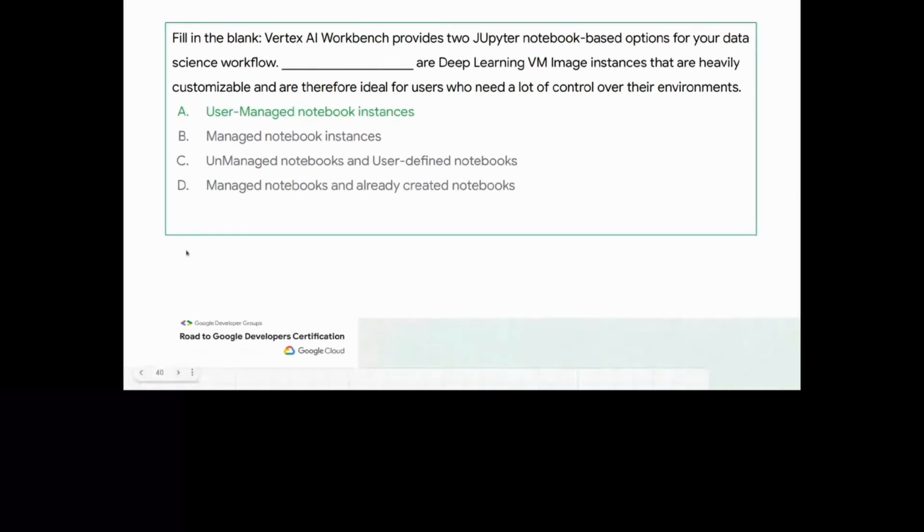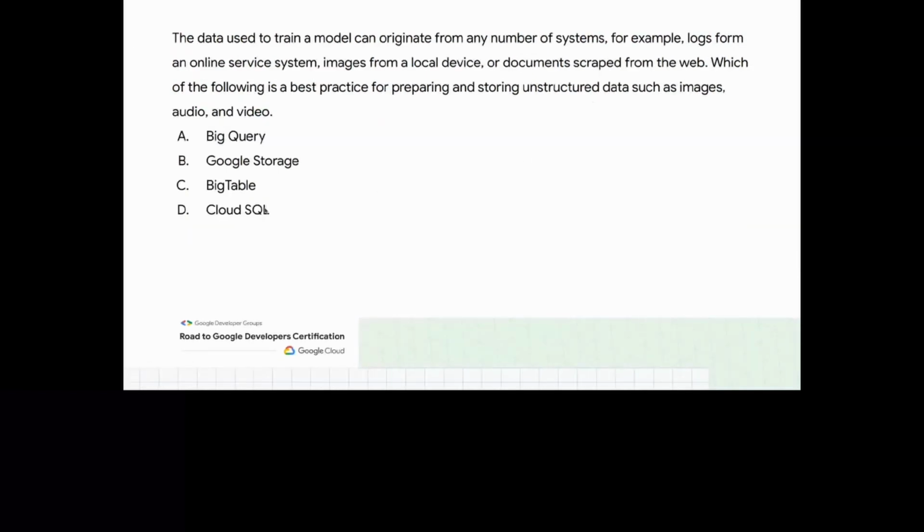So we'll advance to the next question, and then we'll take the Kahoot again. The data used to train a model can originate from any number of systems. For example, logs from an online service system, images from local devices, or documents scraped from the web. Which of the following is the best practice for preparing and sorting unstructured data, such as images, audio, and video? BigQuery, Google Storage, Bigtable, Cloud SQL. We'll give you 30 seconds to think about this, and then we'll kick it over to the Kahoot so you can vote.